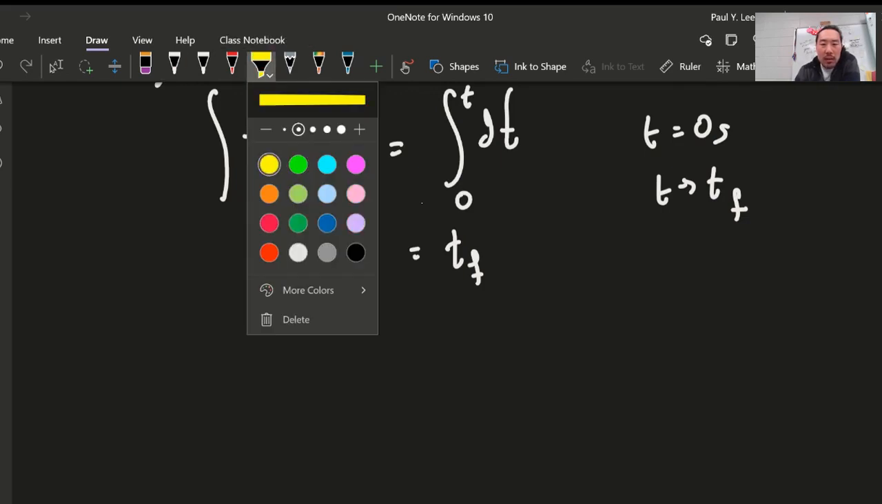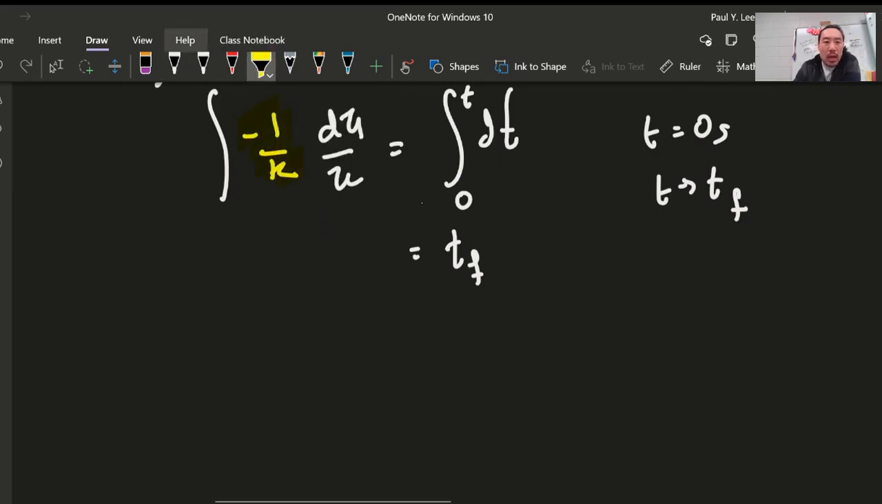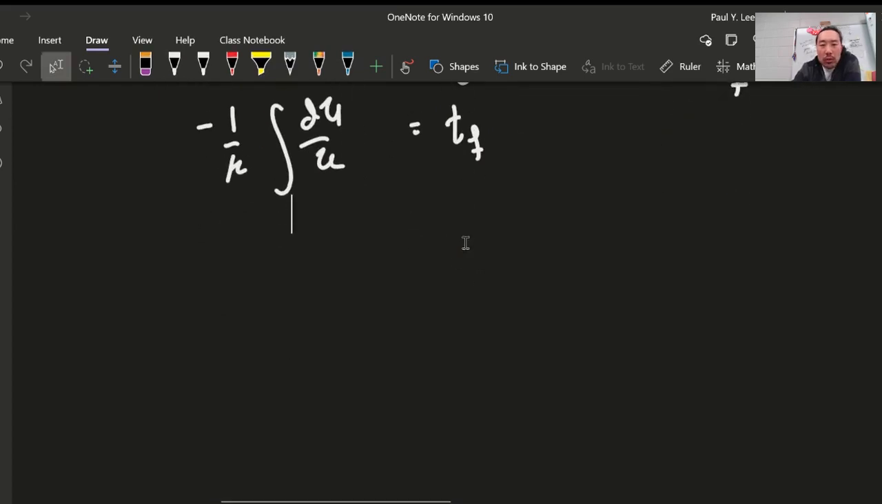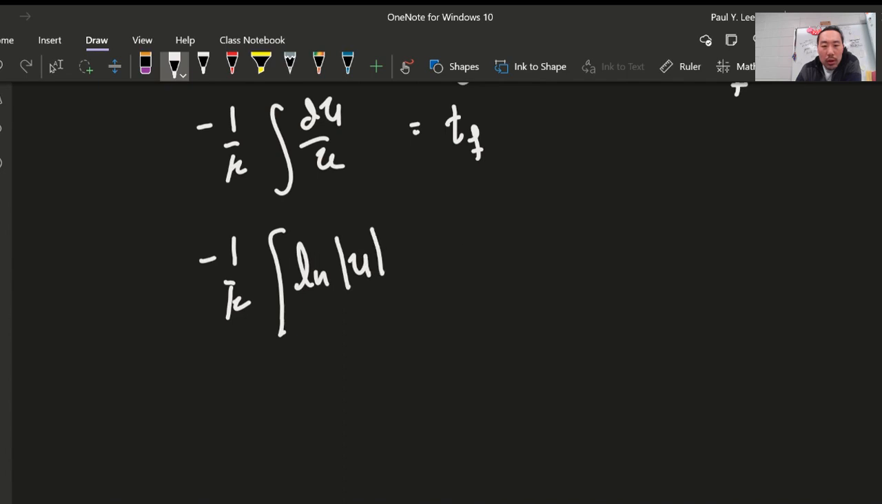All right, on the left-hand side, always identify your constants. And on the left-hand side, my constant is this -1 over k. And the reason why we want to do that is we want to bring that out so that we get the integral of du over u, like so. Taking the integral of du over u, if you remember your integral rules, simply gives you the natural log of u with the unknown bounds, is equal to tf.